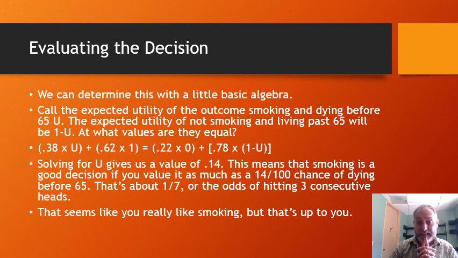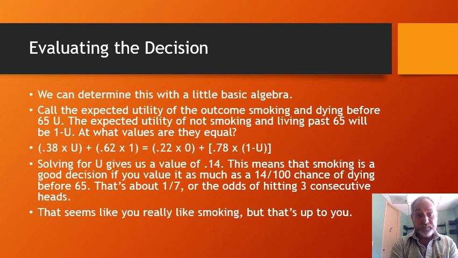And we can even determine the exact value you'd have to put on smoking to make it a good decision. It just requires a little basic algebra. So call the utility of the outcome smoking and dying before 65 U, and the utility of not smoking and living past 65 1 minus U, in the same way we had 0.01 and 0.99, where one was the complement of the other. We just assigned those values, but we want to know what values assigned to those boxes would make the expected utilities equal.